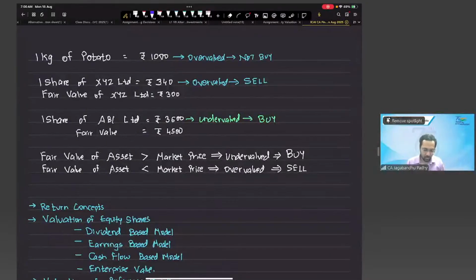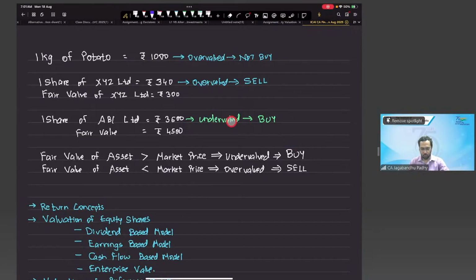So, we were obviously looking for valuation, and what was the purpose of valuation? It helped us to determine whether we should be making an investment or not. Whether an investment will be made or not was dependent on the valuation of the security, right? And we were interested in knowing whether a particular security is overvalued or undervalued.